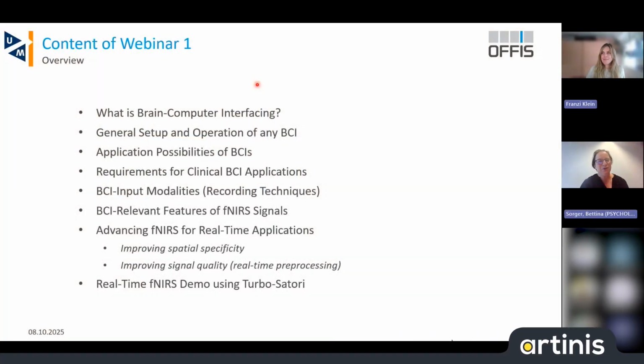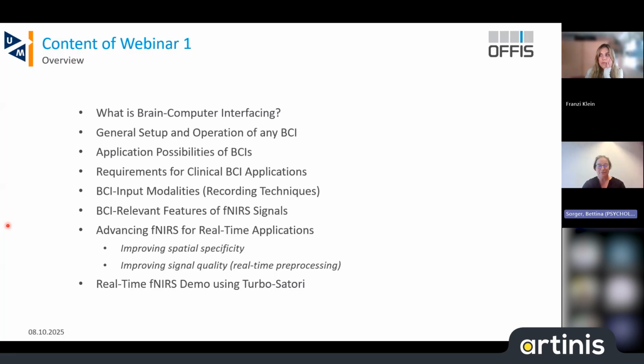So first, I would like to give you an overview about what we will discuss in this webinar one. First of all, we would like to answer the question, what is a brain-computer interface? What is brain-computer interfacing? We will discuss the general setup and operation of any BCI. We'll look at application possibilities already, and we'll also discuss the requirements for especially clinical BCI applications.